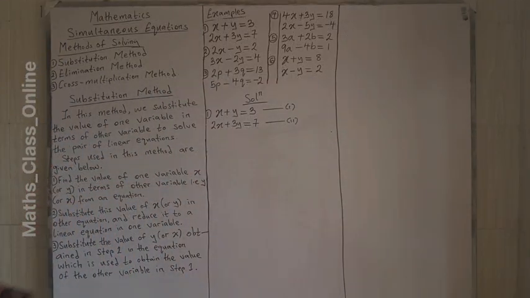Methods of solving simultaneous equations. Three methods of solving have been highlighted here, which we will discuss one after the other. First method is the substitution method. In this method, we substitute the value of one variable in terms of the other variable to solve the pair of linear equations. To solve simultaneous equations, we are going to follow these three steps.